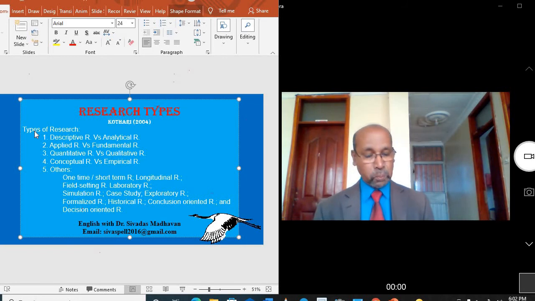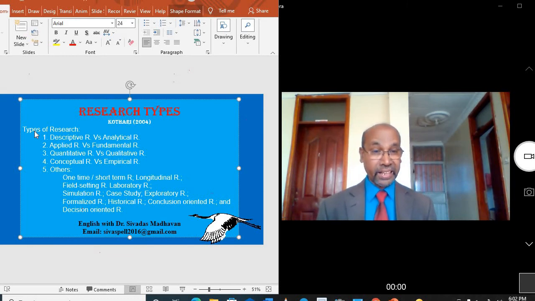Next one is exploratory research. It is to develop a hypothesis. And in the same way, there is formalized research. Formalized research is to look into a specific hypothesis. And next one is historical research. Historical research is conducted with the help of documents, ruins, etc. And the other one is conclusion-oriented research.